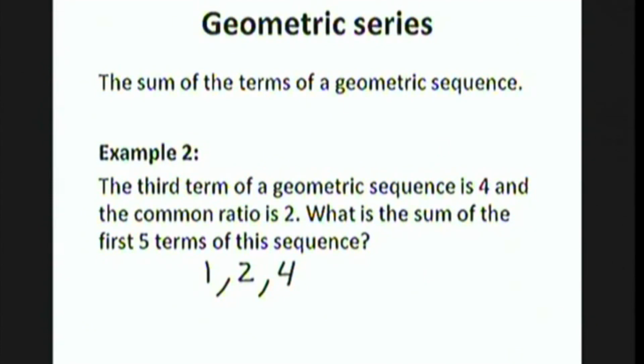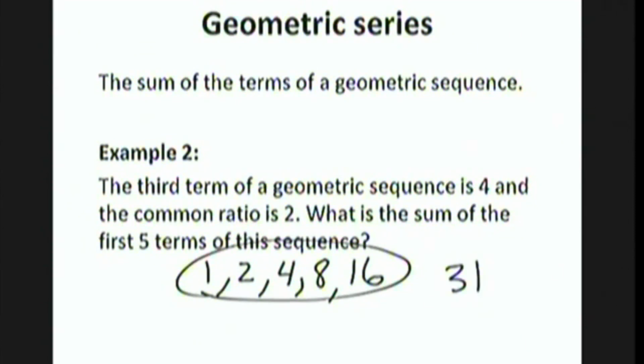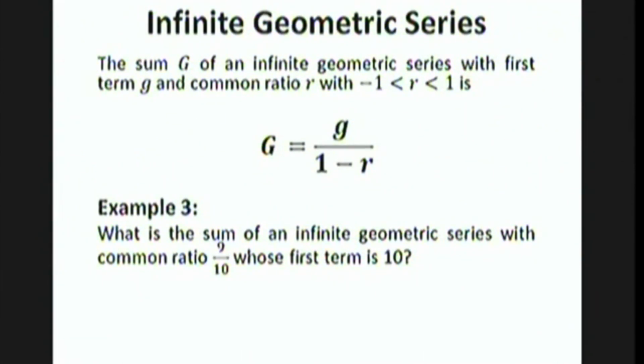Now we want the sum of the first 5 terms of this sequence. So after 4 we could get the next term by multiplying by 2 to get 8. Multiply by 2 again to get 16. And now we're just going to add these numbers up. You can do this in your calculator to get 31 is the sum of the first 5 terms of this sequence. It turns out that computing an infinite geometric series is easier than computing a finite geometric series. So let's look at the infinite geometric series first.